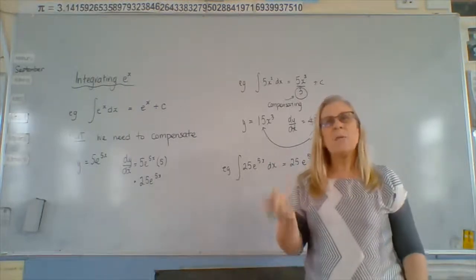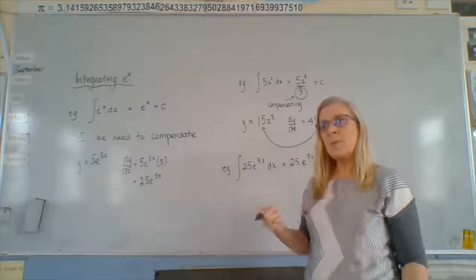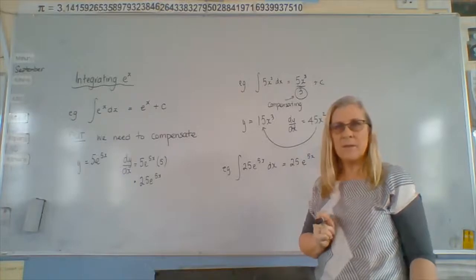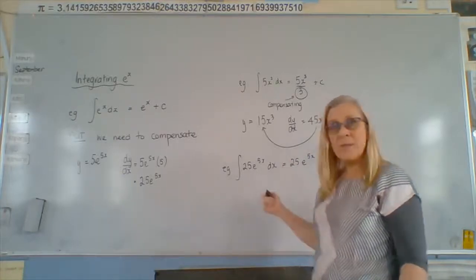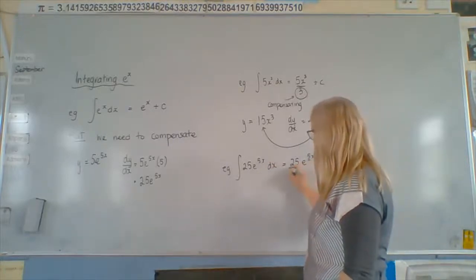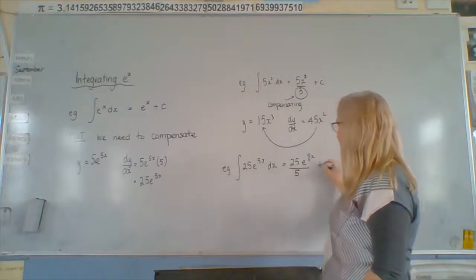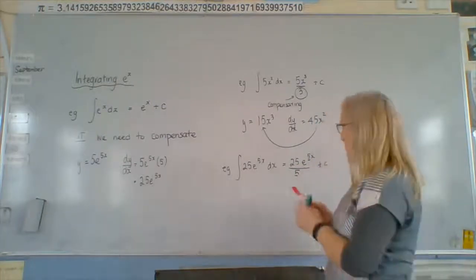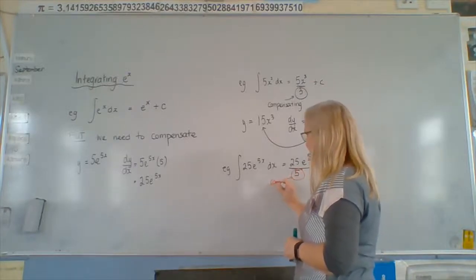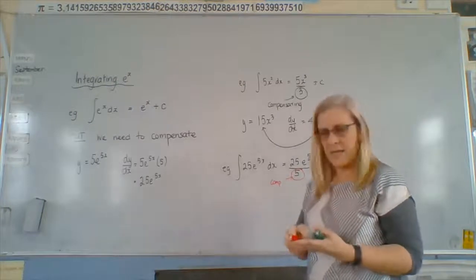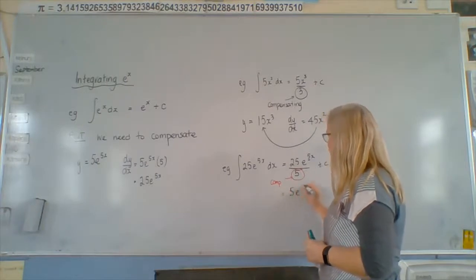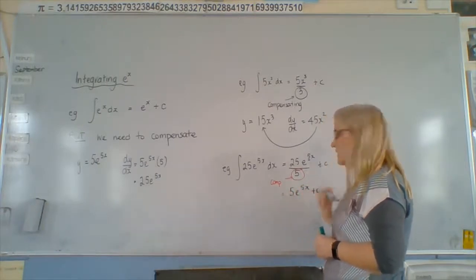All right? But we need to compensate. We're compensating for that number there, that 5. And we're saying, okay, our compensation is we need to divide by that 5. So that number there tells us we need to divide this by 5 to get back to where we started. So again, this is us compensating for what happened to that particular variable. So therefore we'd get 5e to the 5x plus c. All right?